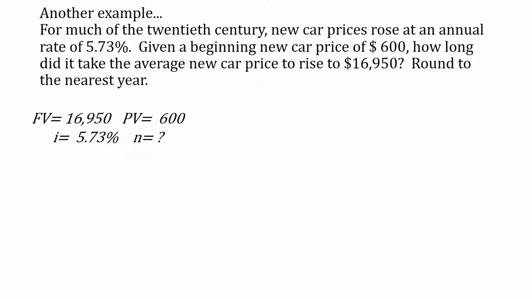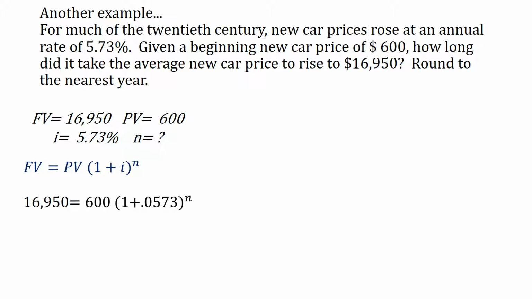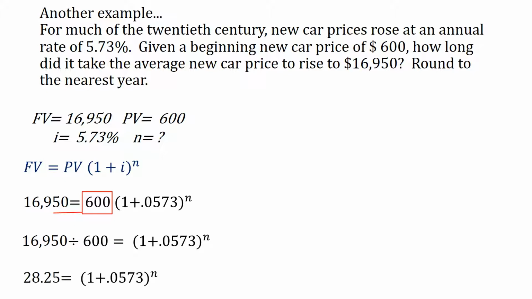So let's start by using the future value equation and then plug in the numbers. Here we will need to simplify the equation, and what we can do is move the numbers to the left side of the equation. So we will move the 600 to the left by dividing it, like so. And then we will get the answer, which will be 28.25 on the left side, while on the right side it will remain as it is, 1 plus 0.0573 to the power of n.